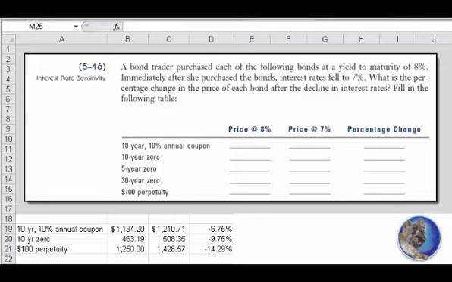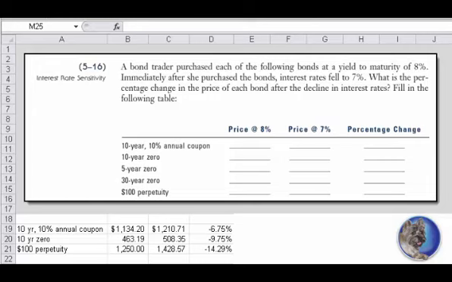Hey everybody, let's go over this problem 516, which deals with bond valuations and really takes a look at interest rate sensitivity. Alright, I'll read the problem. A bond trader purchased each of the following bonds at a yield to maturity of 8%. Immediately after she purchased the bonds, interest rates fell to 7%. What's the percentage change in the price of each bond after the decline in interest rates?